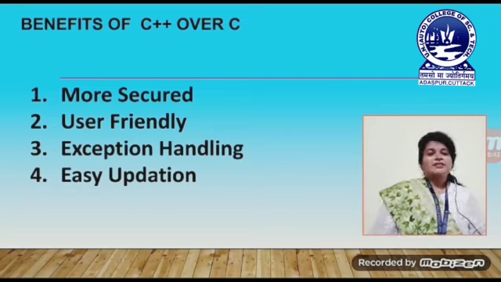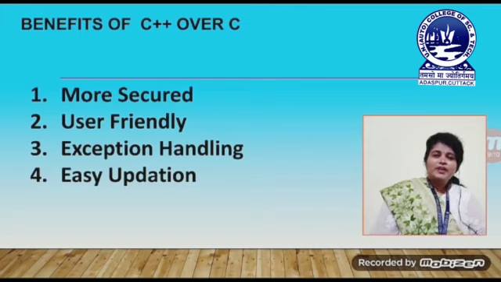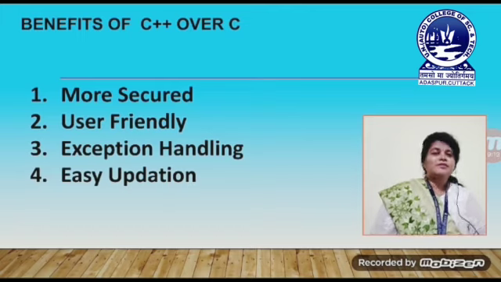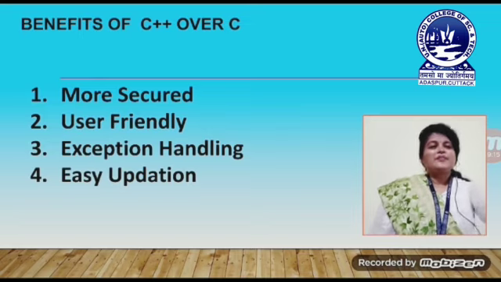Then easy updation. What is the meaning of easy updation? Easy updation is that suppose you have written a program in OOP, and after some time, that may be some months or some days, you need some modification, then it will be very easy for the modification purpose. Because in case of OOP, everything you will write in terms of classes. So if you need to modify something, then you just open a class and you just modify it. You don't need to disturb other classes. So these are the benefits of C++ over C.